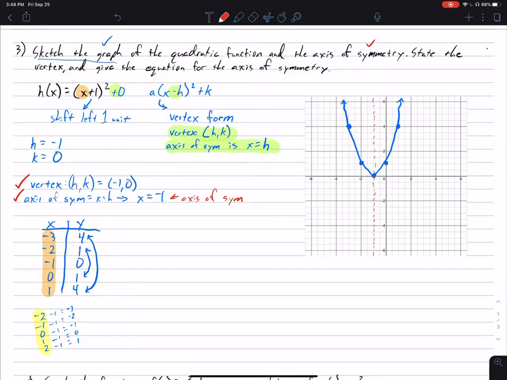All right, so hopefully that kind of clears that up. You'll get used to this. You'll see this quite frequently with quadratics, with absolute values, things like that. Tends to happen pretty often.